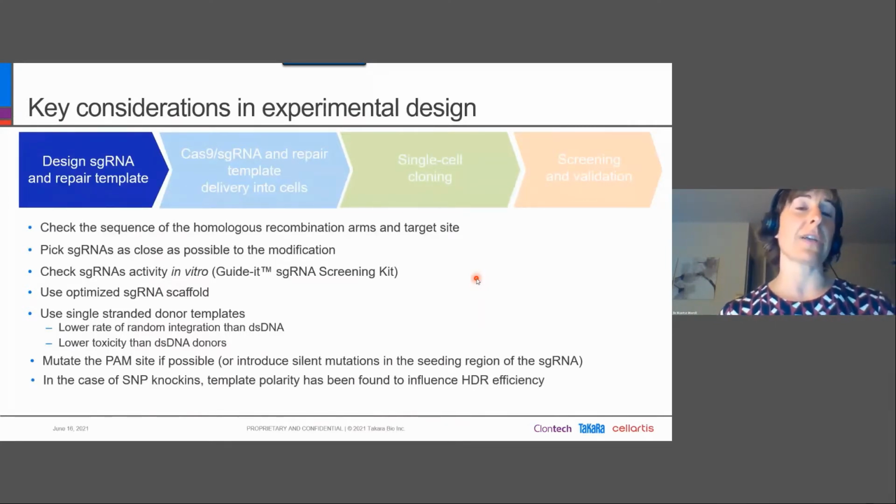And if you are knocking in SNPs, it has also been shown that the template polarity, meaning whether you are using the sense or the antisense strand, has an influence on the HDR efficiency. Usually the rule is that if your double strand break is upstream of your insertion site, you should use the antisense strand. And if it's downstream, you should use the sense strand.